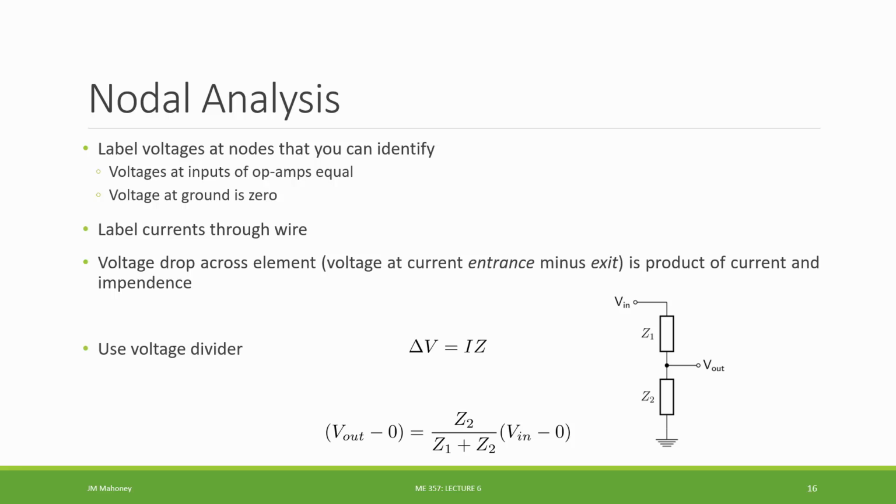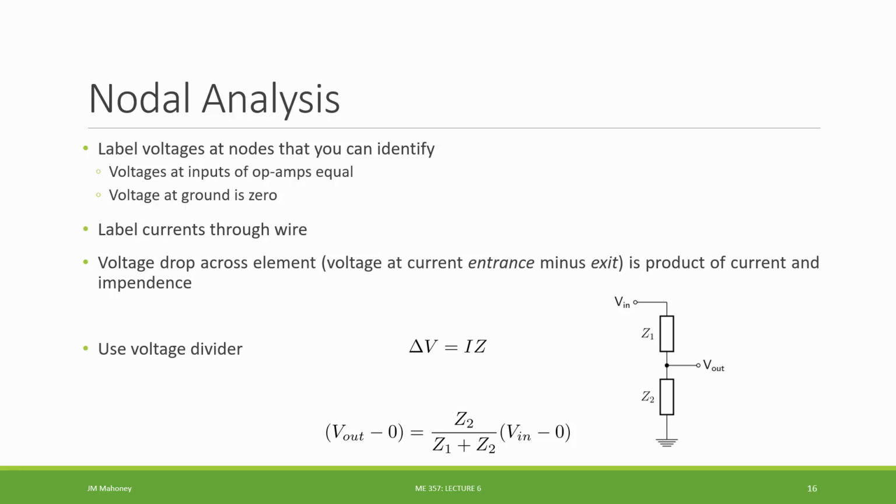So the first thing that I like to do is label all the voltages at the nodes that I am able to identify. And this is where using that idea of an ideal op-amp is going to come in handy, because again, we're assuming that the voltages at the positive and the negative input terminals are equal. We'll also be able to mark anything connected to ground as having 0 voltage. And then we might come across nodes where we don't know the voltage as a number necessarily, and we can assign it some variable name that later we're going to be able to solve for.